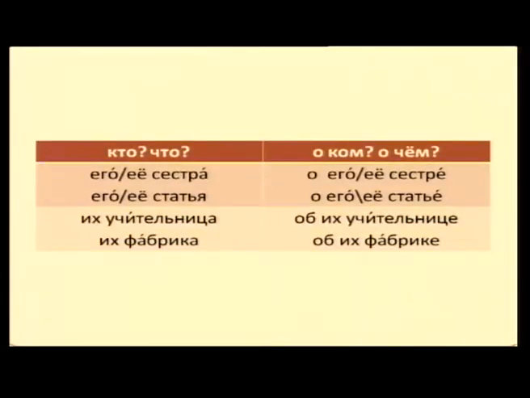Let's understand the remaining possessive pronouns being used in this case. Please pay attention to the slide once again. Here we have given a few more examples of его, ее and их. As you already know, его means his, ее means her and их means their.